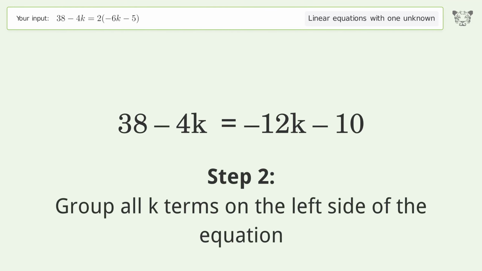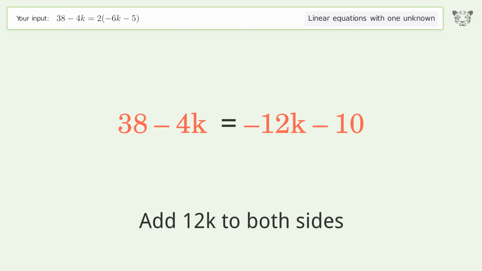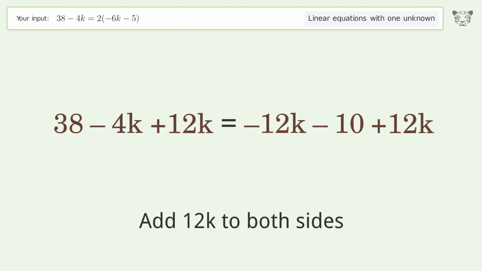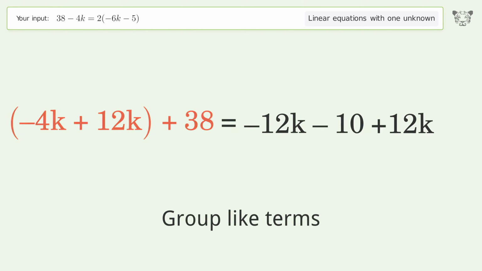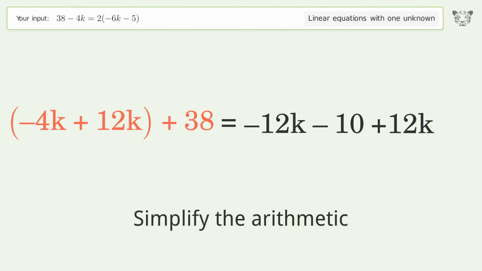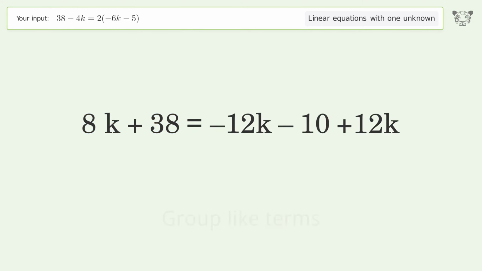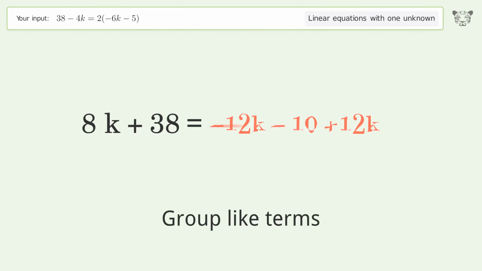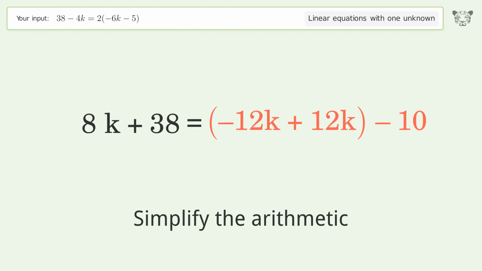Group all k terms on the left side of the equation. Add 12k to both sides. Group like terms. Simplify the arithmetic. Group like terms. Simplify the arithmetic.